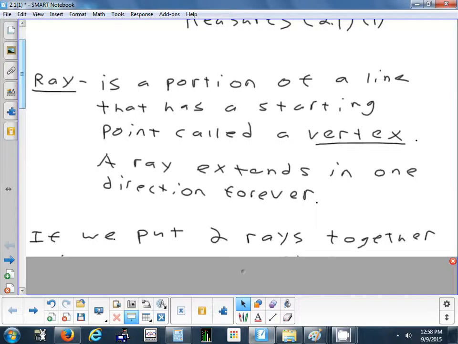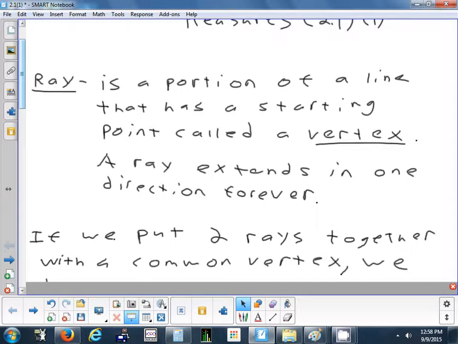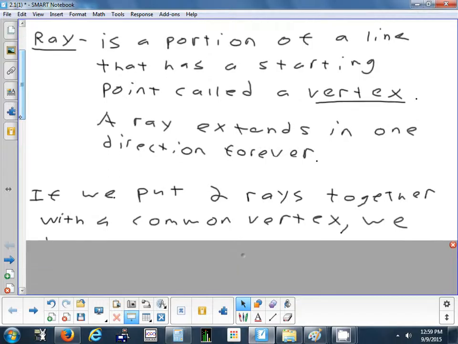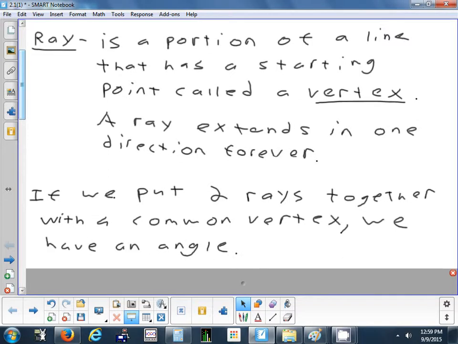But we can't just take two rays and stick them together any way we want. We have to put the two rays together so they have the same starting point, the same vertex. So take two rays, put them together so they have a common vertex. Now you just made an angle. So this is one way to think about an angle.